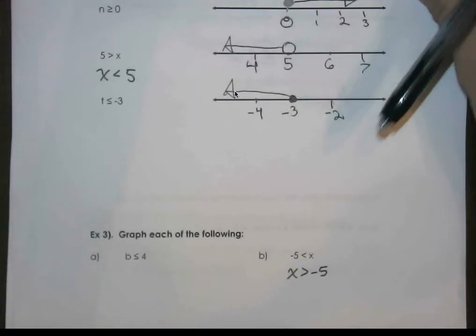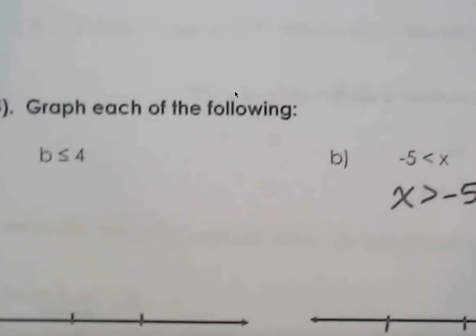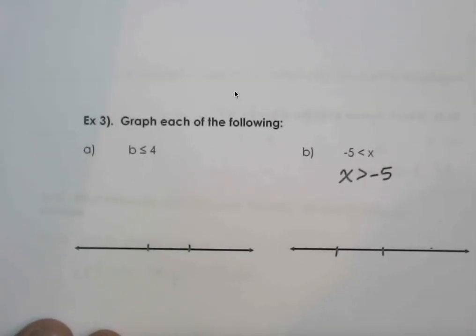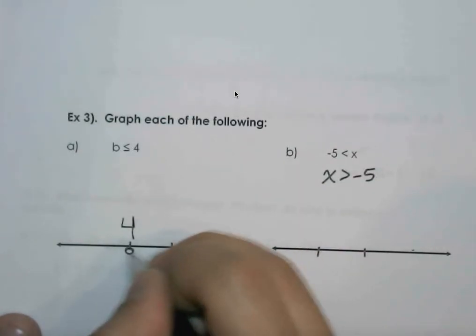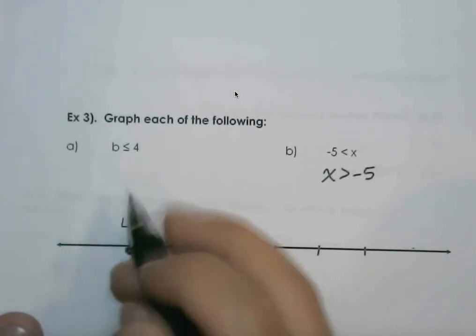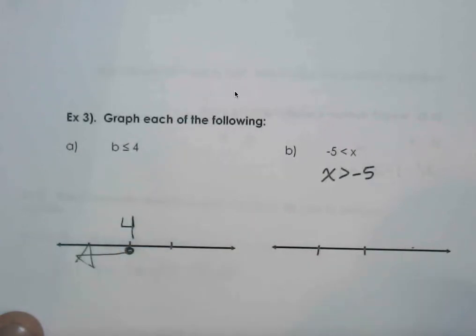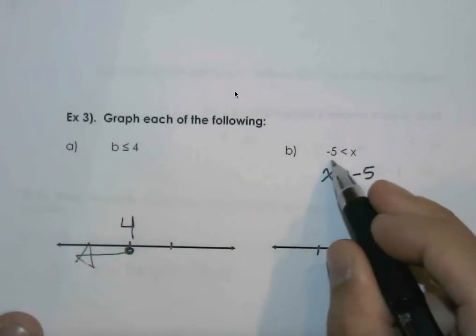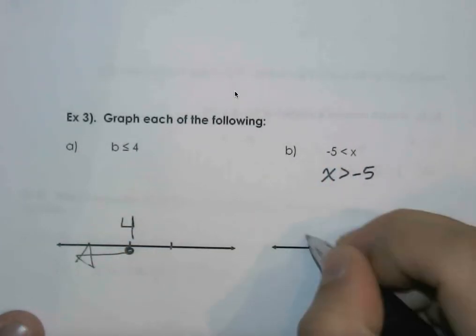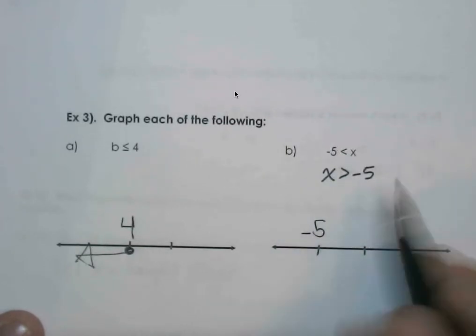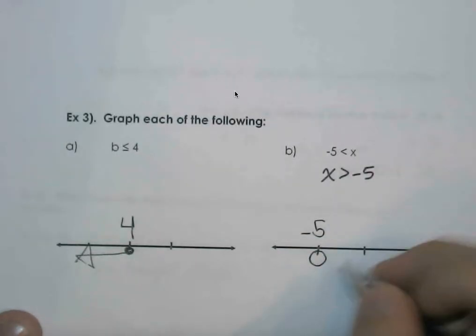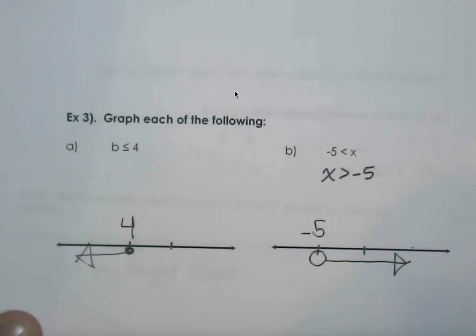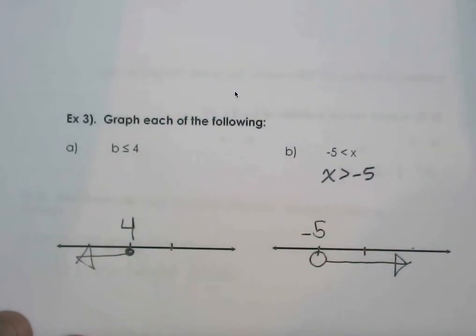You may want to take this time, try the next few, pause these, try them out, give them a shot. We have 4, closed circle. These values are less than, so make sure this goes to the left. We have negative 5 is less than x. So really, if we switch these around, x is greater than negative 5. This is an open circle on negative 5. Line's going to the right. And we're done.